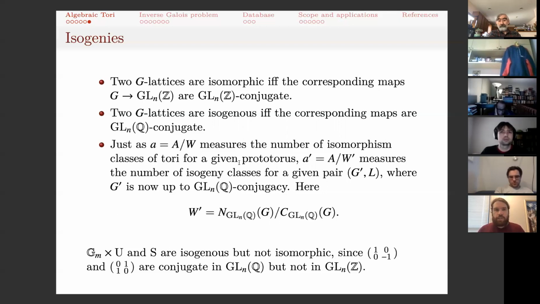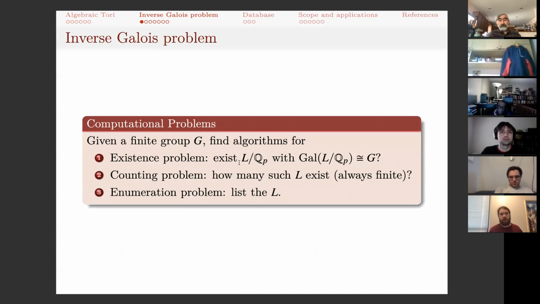All right, so there are three parts of this problem now. There's finding the groups, finding the fields, and then computing the ambiguity and computing additional data we want about each torus. So I'm going to first talk a little bit about what this inverse Galois problem looks like.